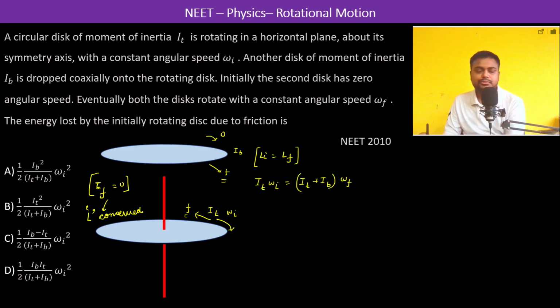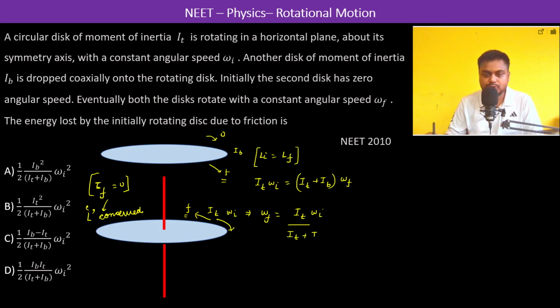Now both of them will start rotating with the same angular velocity, because if they are not rotating with the same angular velocity, then again friction will act, and again friction will reduce the one which is having more velocity and increase the one which is having less velocity. So therefore omega final is equal to IT omega I divided by IT plus IB.